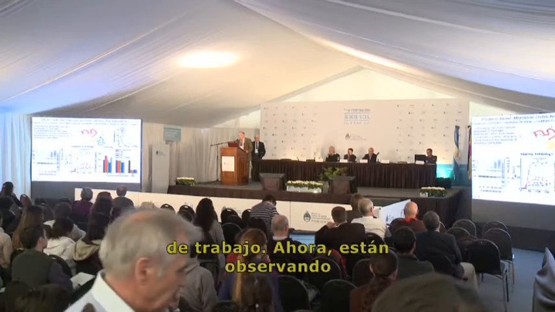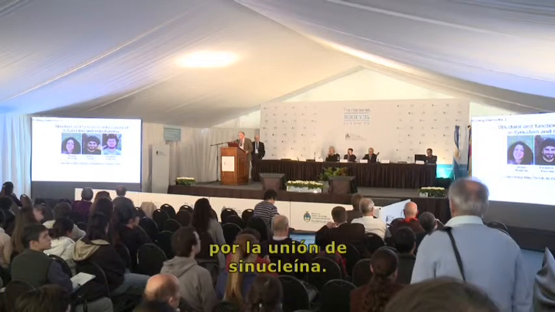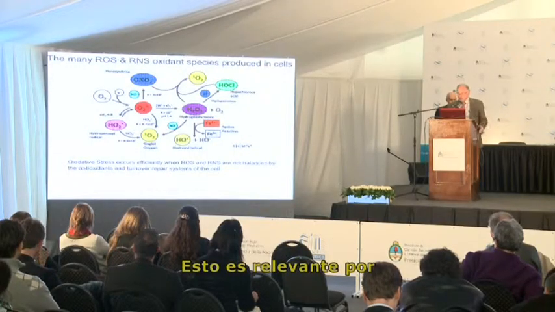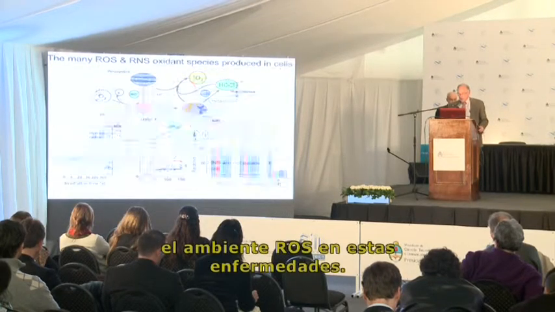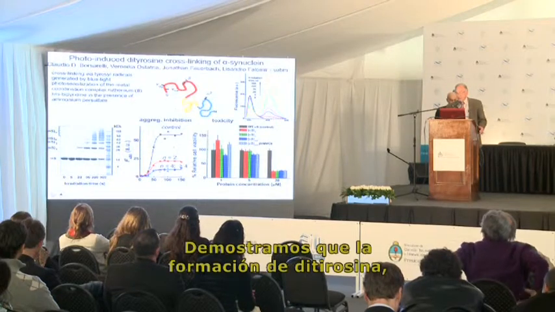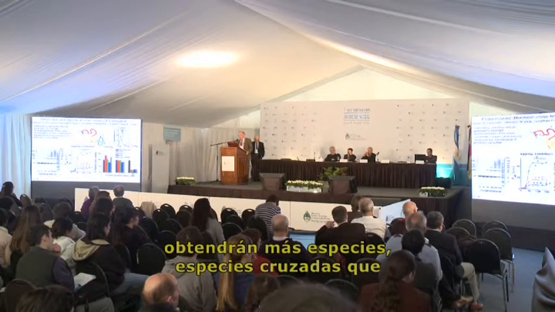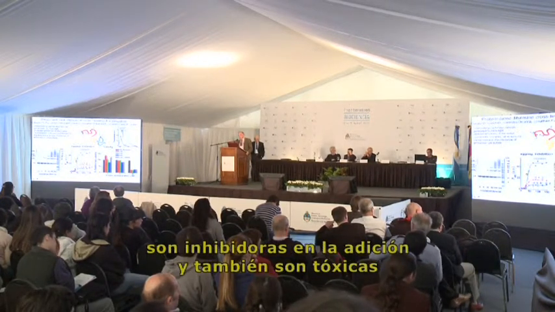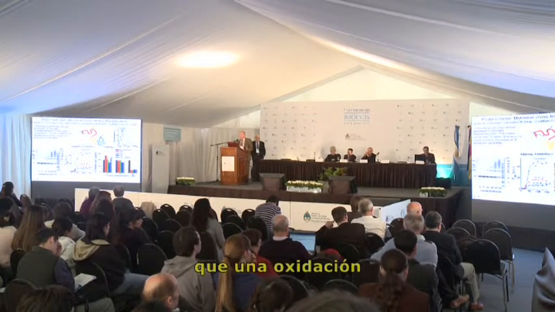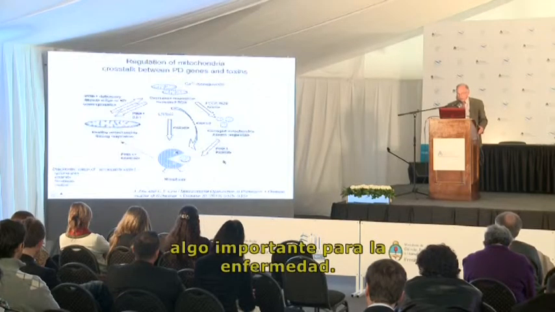And they have looked now at the effect on mitochondria of synuclein binding. This is important because of course, the ROS involvement in these diseases. And we have shown that if you form dityrosine, I think Claudio Fernandez will speak a little bit more about this, you form cross-linked species that are inhibitory of aggregation, but also are toxic to cells. So there's an indication that an oxidation of alpha-synuclein leads to toxicity. This must be important in disease.